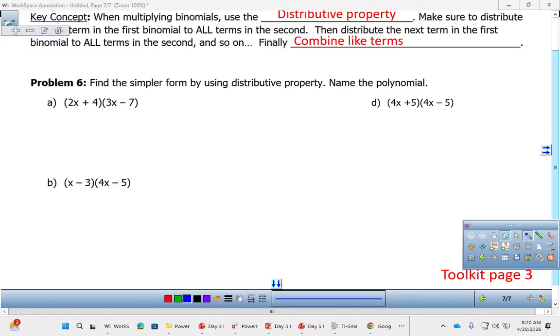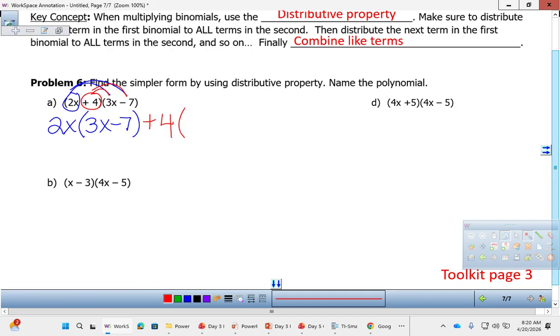So here's what I'm going to do. I'm going to take the first term in the first binomial, which is 2x, and I'm going to distribute that 2x to everything in the second binomial. Here's what that looks like. 2x times 3x minus 7. Right? That's the first term times everything in the second binomial. Then I'm going to take the second term and multiply it to everything in the second set. What's that look like? Well, it's the second term times everything in the second set.